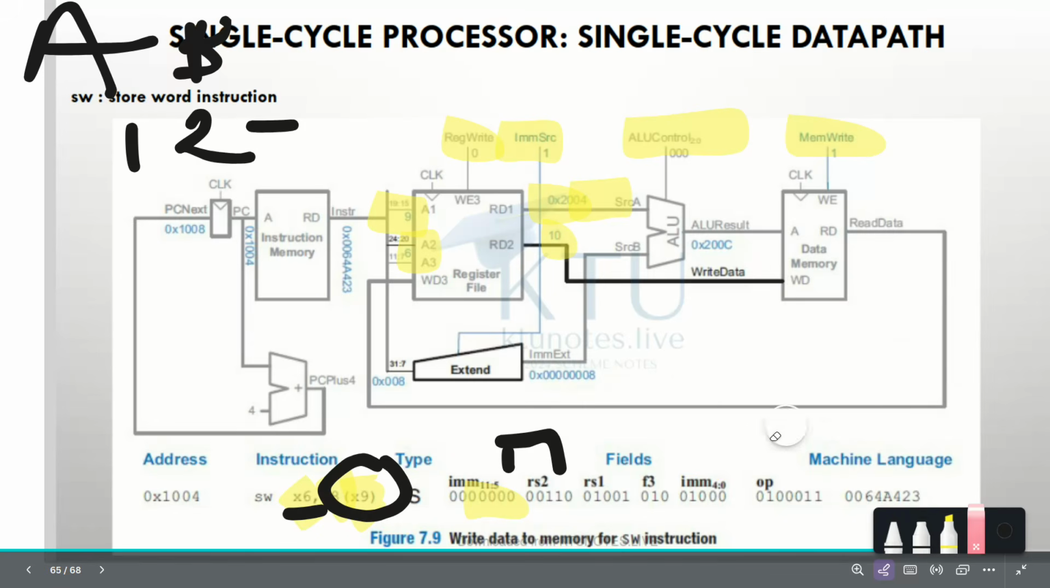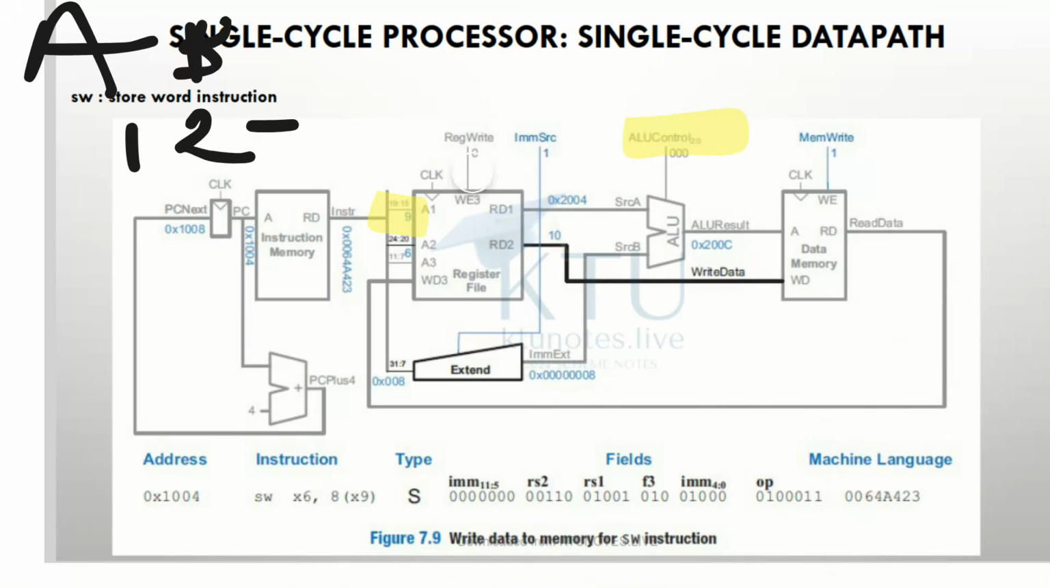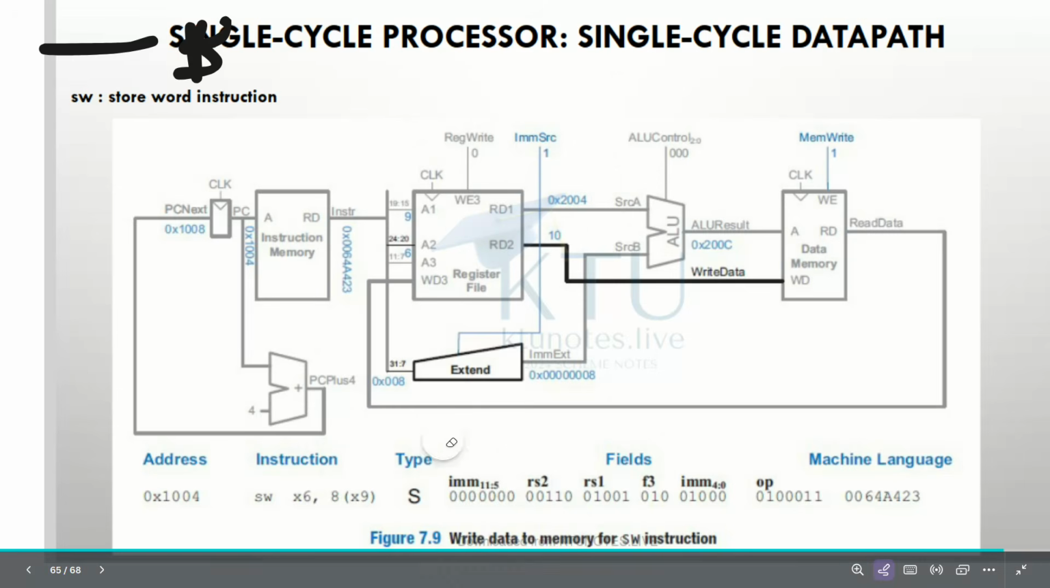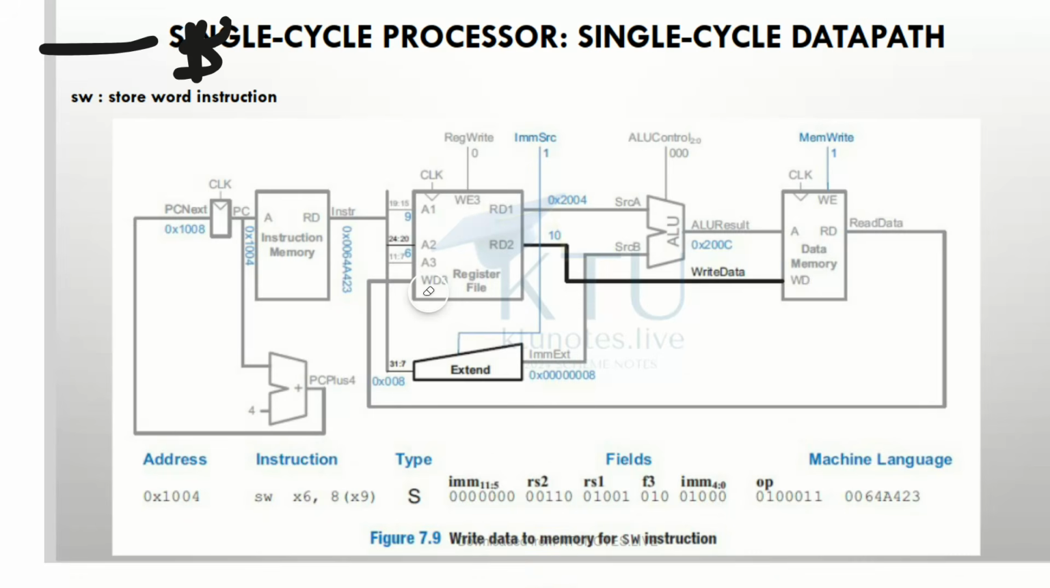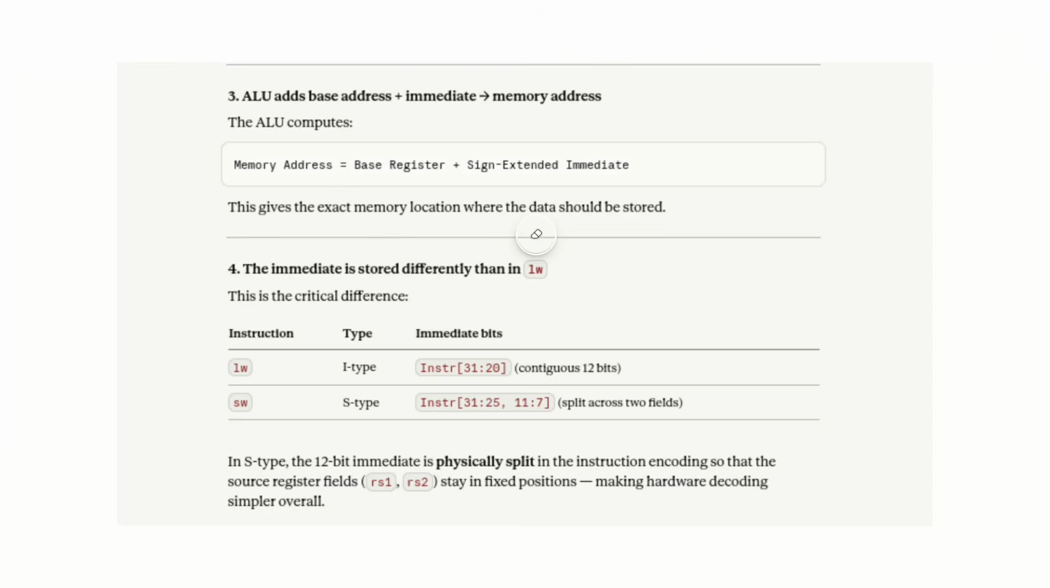Understood? So this is how store actually works. So now you have also understood why immediate SRC is 1. Immediate SRC is 1 in order to make sure that in store the immediate values, which are split, get combined. So you need to write it as 1. That is why my immediate SRC value is 1 here.